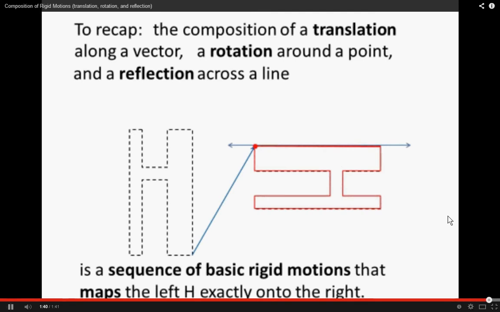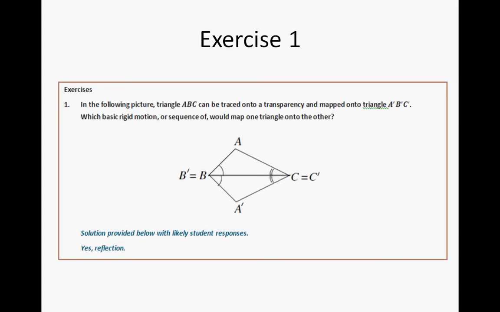All right, let's go ahead and flip back. So exercise 1, go ahead and answer exercise 1 first. It shouldn't take too long, and when you're done, continue the video. All right, for exercise 1, you should have said, yes, it's a reflection. That will map triangle ABC onto A prime, B prime, C prime. So in this case, it would just be a reflection along this line right here, which we would call BC or B prime, C prime.